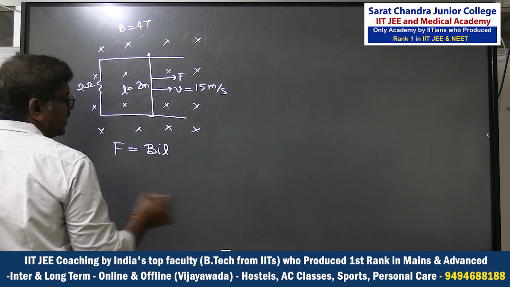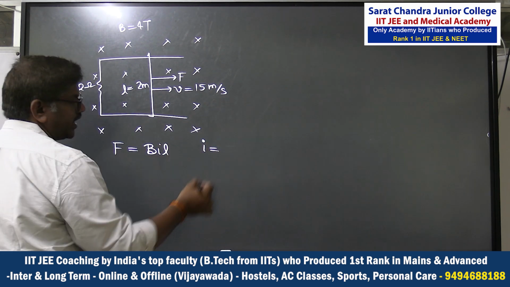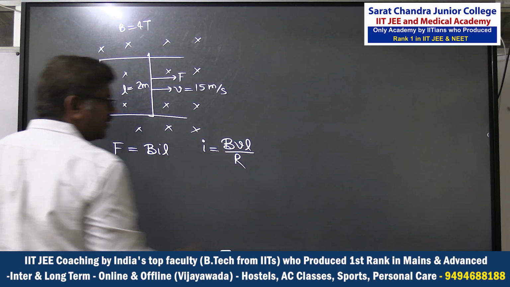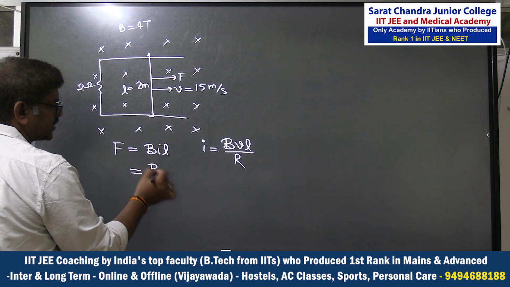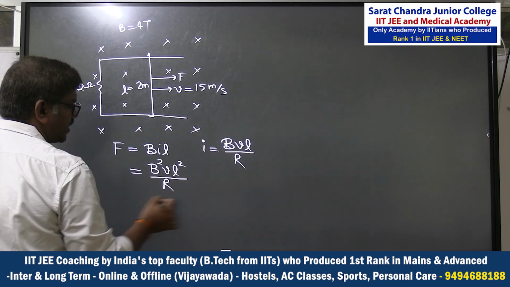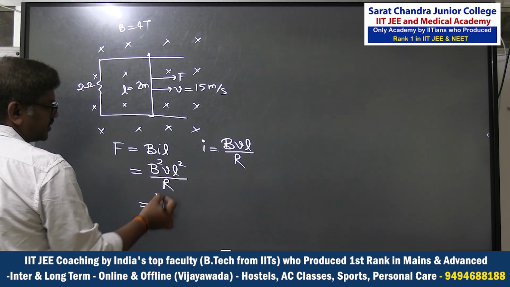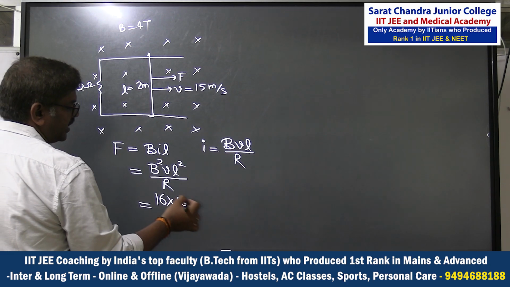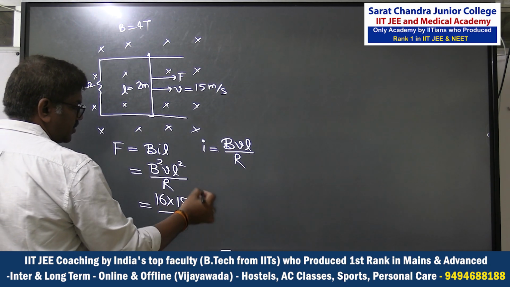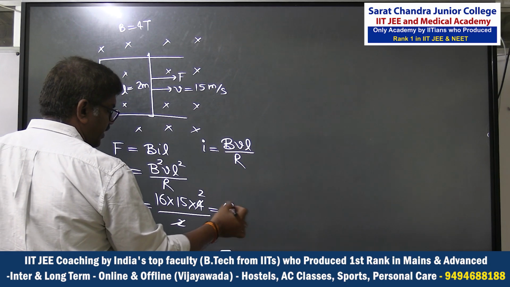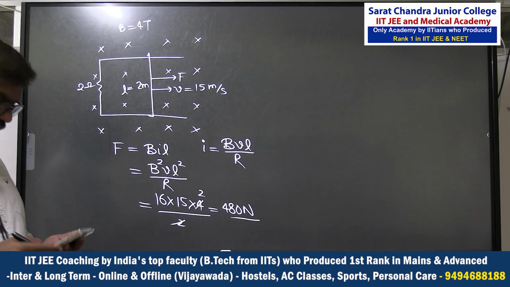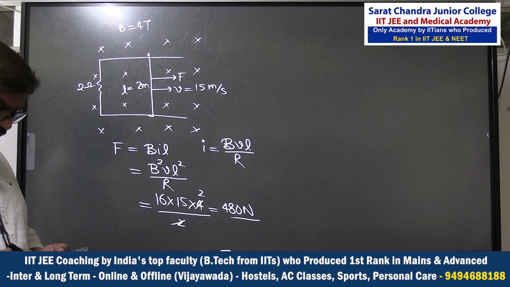And what is I? I will be the induced current, which is the motional EMF divided by R. If I substitute this value, the expression will be B square V L square divided by R. Now substitute the values: 16 into V, V is 15, L square is 4, divided by 2. So the answer becomes 480. 16 into 30 is 480. So this will be the answer of this question.